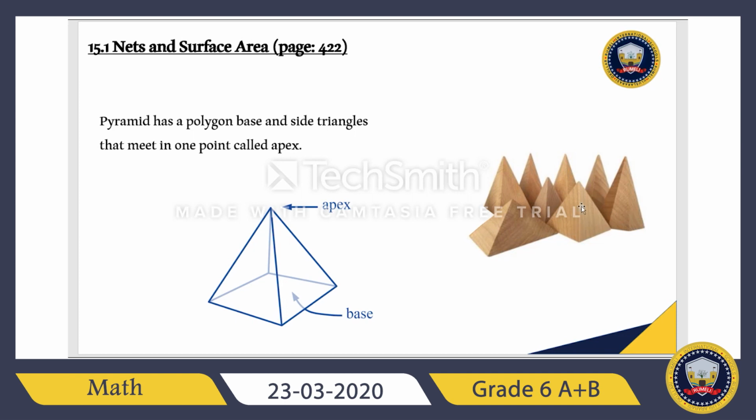So these are a few examples of pyramids. This one, for example, has a base of a rectangle. This one has a base of a square. This one from here has a base of a triangle, and so on. We have lots of shapes. All of them have sides that are triangles that meet in one summit or one point that we call the apex.